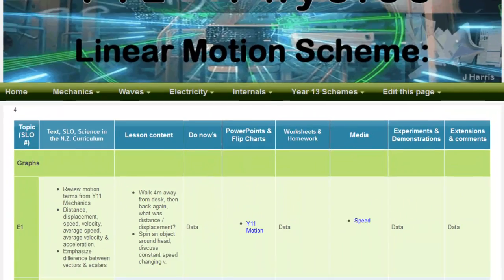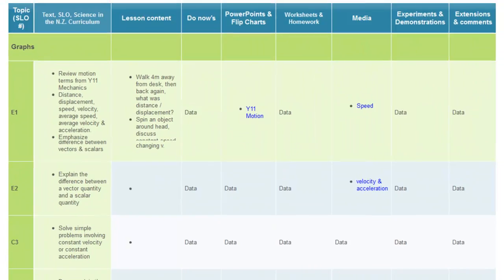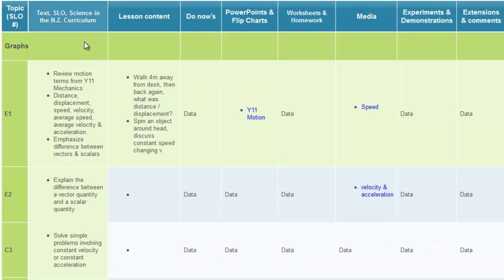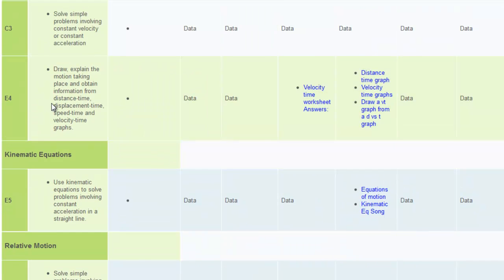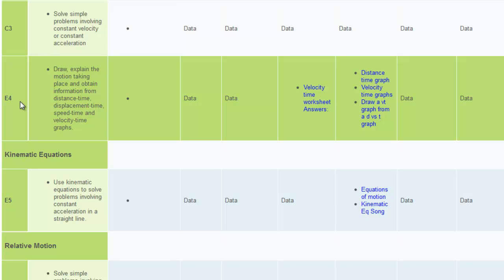As we scroll down a little bit, you'll see that the scheme is split up into two columns: the student learning outcome, and ideas of what you could have in a lesson, do nows, PowerPoints, homework sheets, worksheets, media, experiments, and so on. If we come down a little bit, say to student learning outcome number 4, we click on it, you'll notice that things change colour. Okay, here is a worksheet.